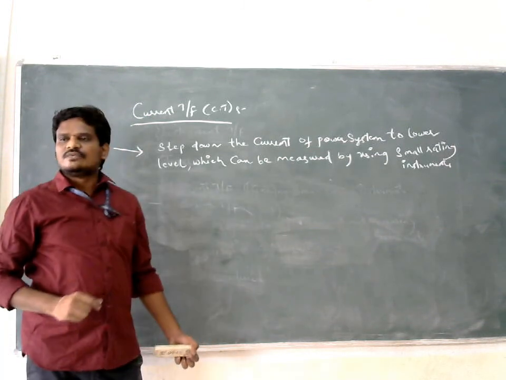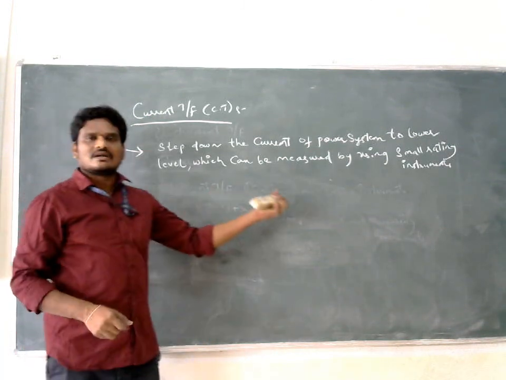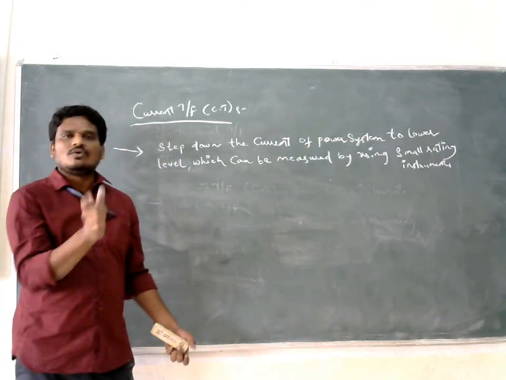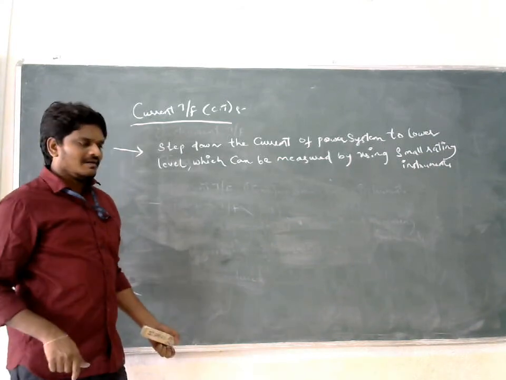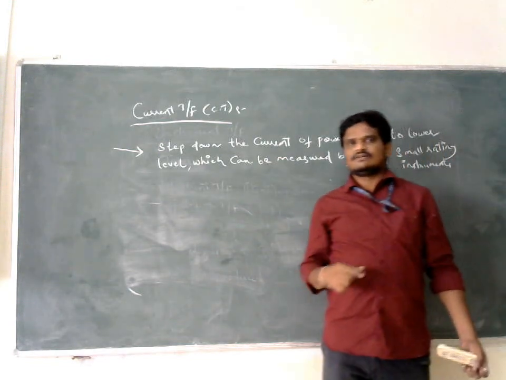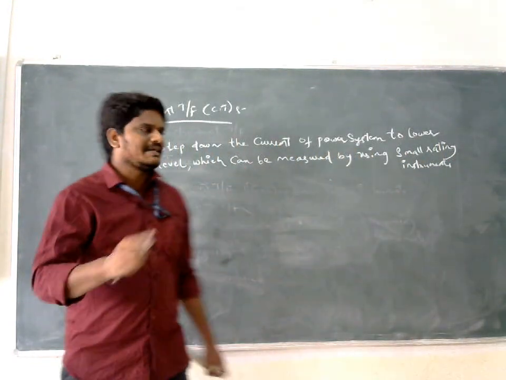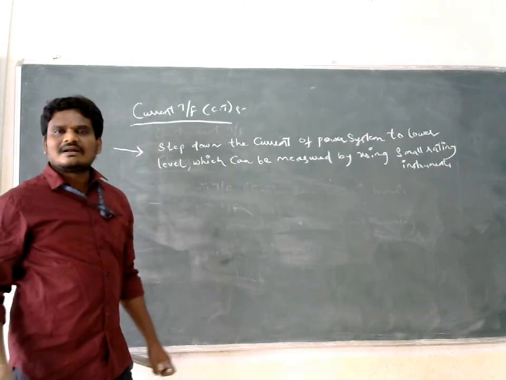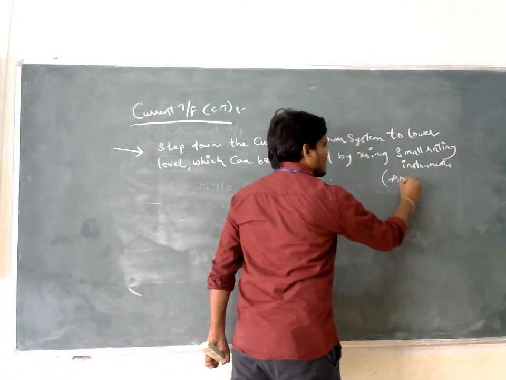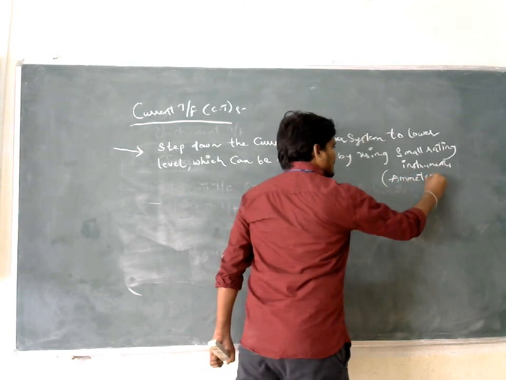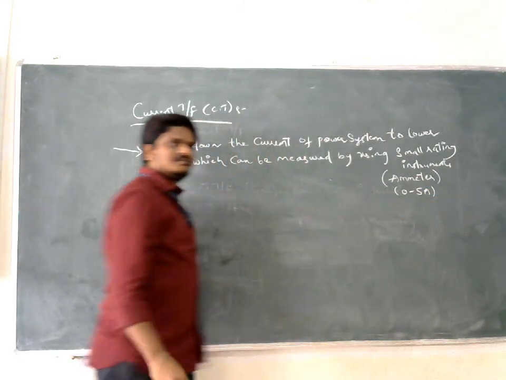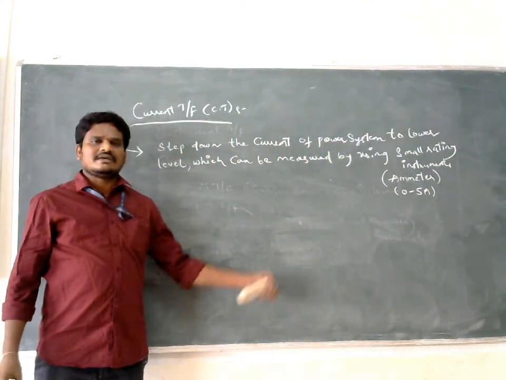It is a device which is used to step down the current of a power system to a lower level, where that value of current can be measured by using small rating instruments. That is, here the instrument in case of a current transformer is taken as ammeter, and the range of this ammeter should not exceed 5 amps.